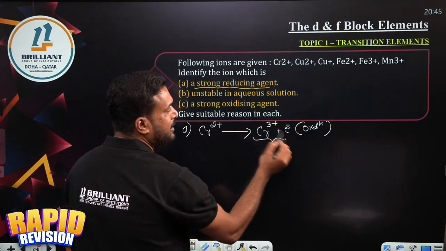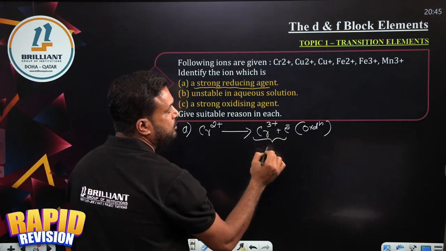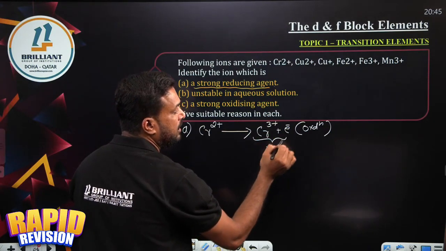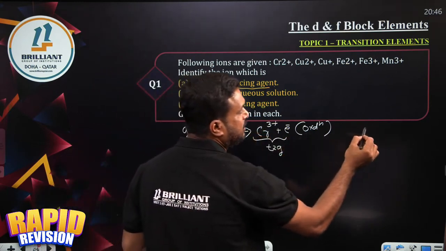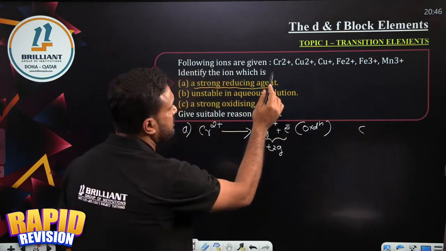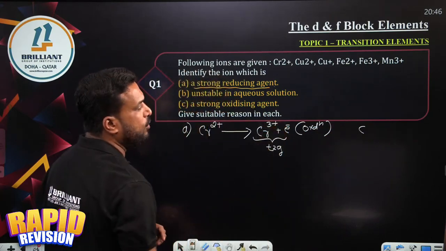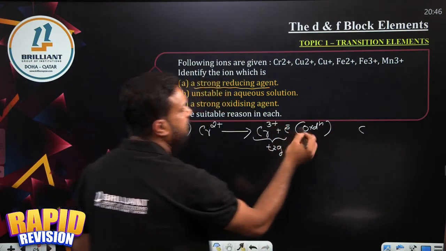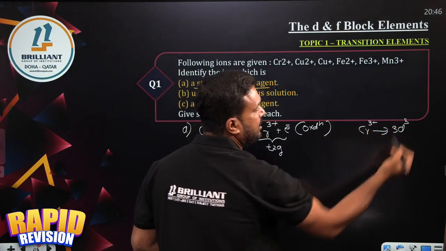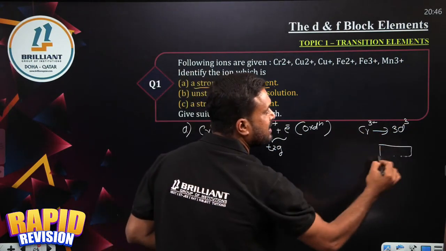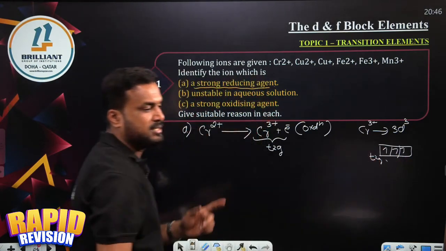Why? Because Cr3+ is stable due to half-filled t2g. That is the most stable part. So Cr3+ will be more stable due to half-filled t2g. How will half-filled t2g come? Cr3+ will be 3d3, so 3d3 means t2g has 3. See, 1, 2, 3. This is t2g. So that is the right answer.